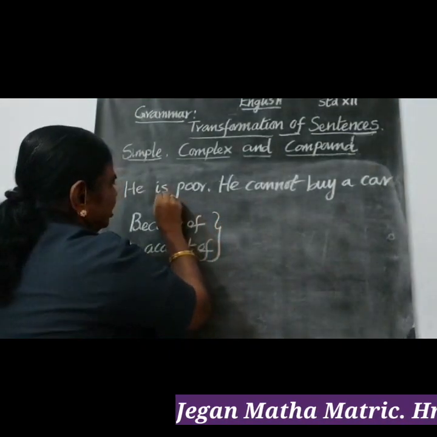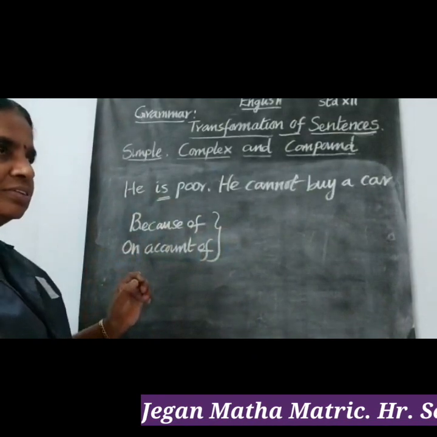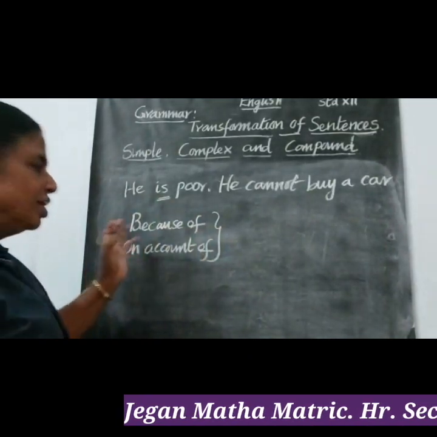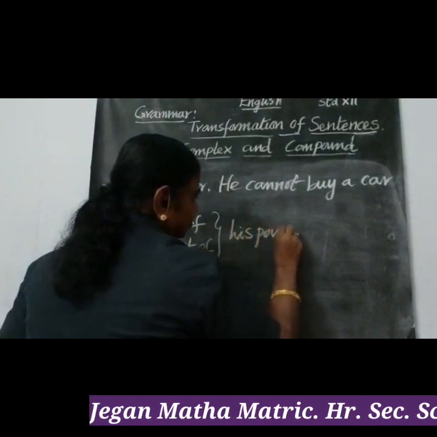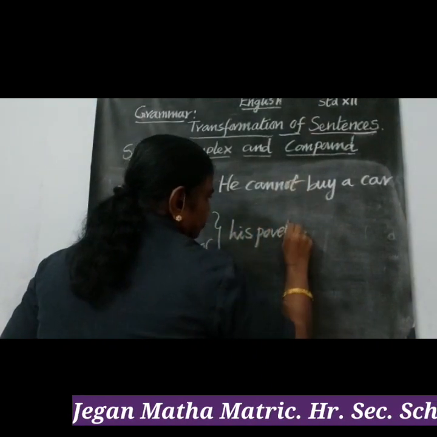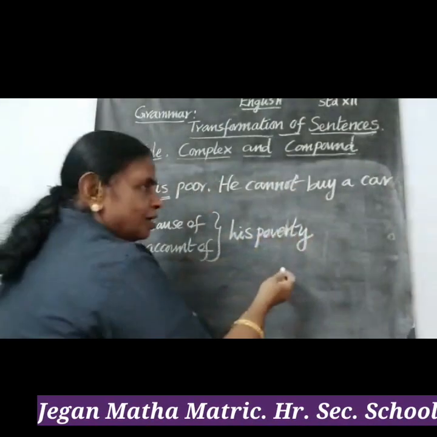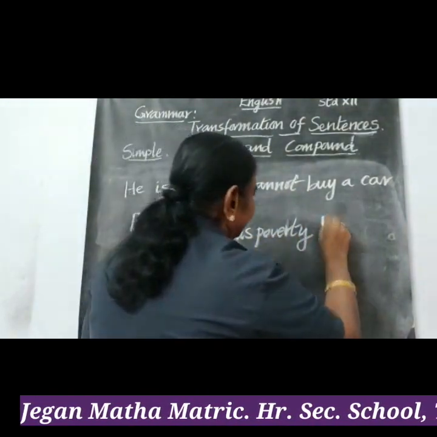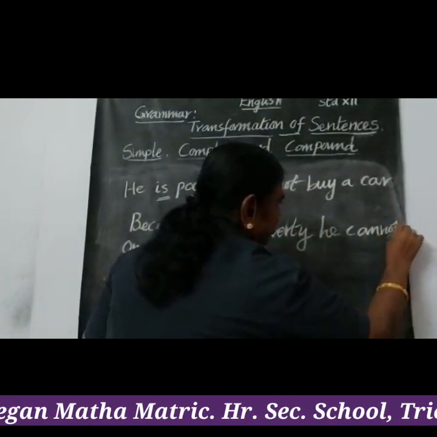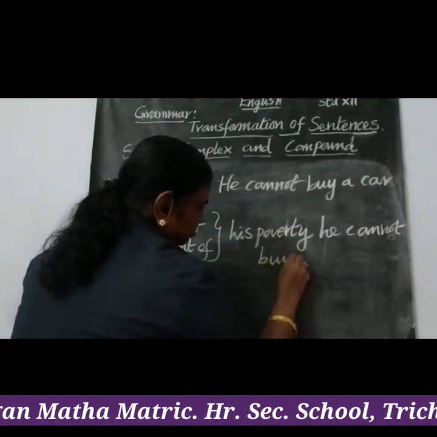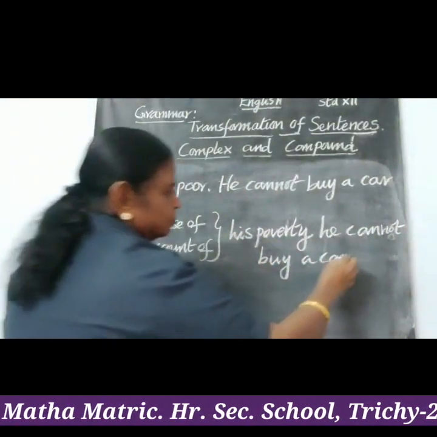Now you can take being poor as it is, or you can take it as on account of his poverty. You can change it into a noun, his poverty. So because of or on account of his poverty, what happened? He cannot buy a car. Now do you understand this? This has become a simple sentence.